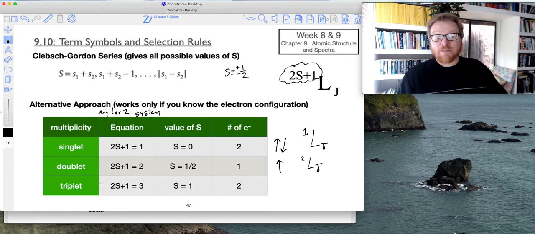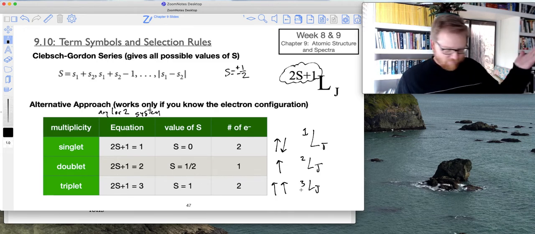Okay? And if we have a triplet state, we have 2 electrons, plus 1/2 plus 1/2. So I'll note that just as this. It could certainly be minus 1/2 and minus 1/2, but we take the absolute value. And so what that means is, yes, we would then have S is equal to 1. 2 times 1 plus 1 is 3. And so literally, if we knew that it was 2 unpaired electrons, we wouldn't even have to go through this. We could just write triplet as a 3. 3 triplet means the same thing.